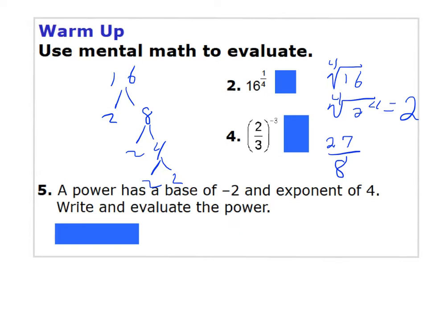In question number 5 here, it says a power has a base of -2. You're raising it to the 4th power. So that means it's going to be -2 raised to the 4th, or 16. Okay, let's get started with today's material.